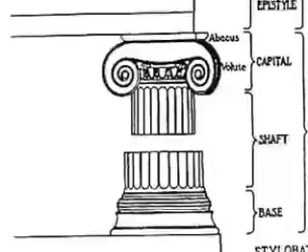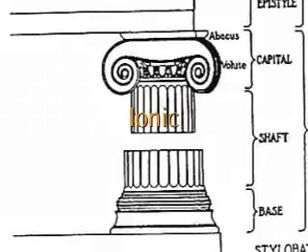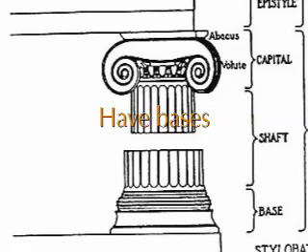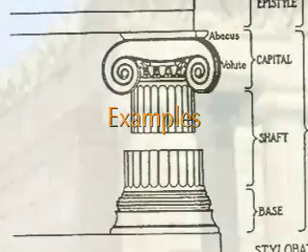The next order is Ionic. They have much thinner fluted shafts and are considered more elegant, and they have bases which rest on a stylobate. They have large volutes, which are the scrolls at the top, and here are some examples you can use in your exam.